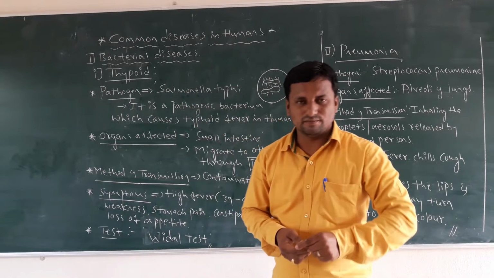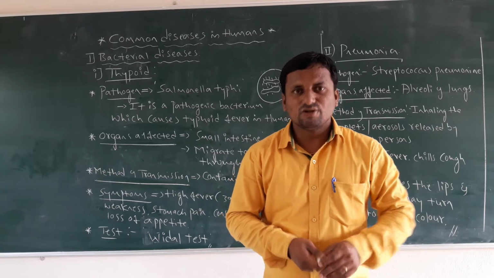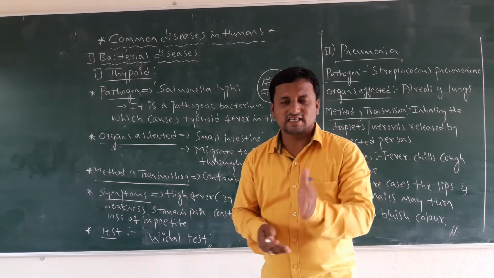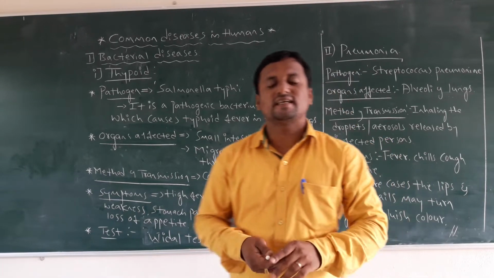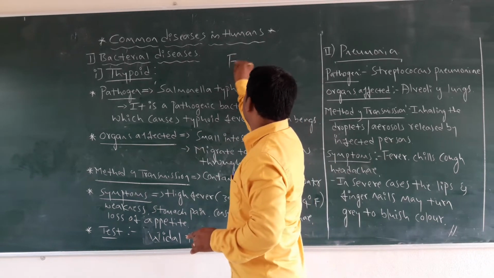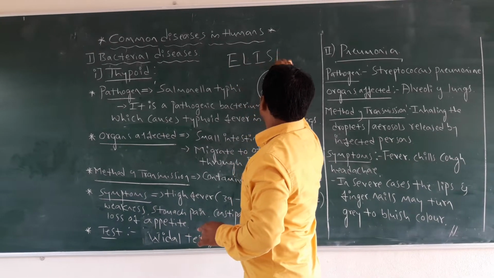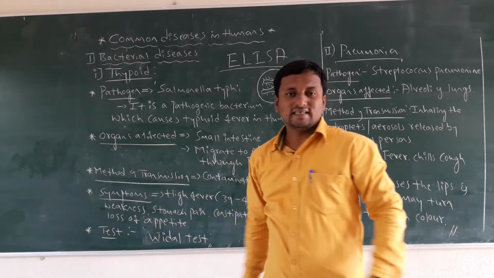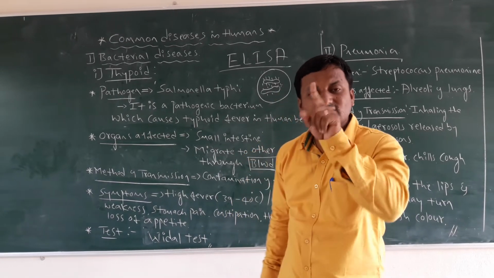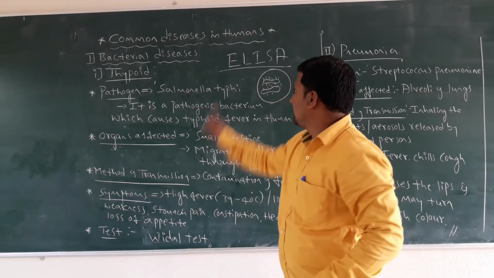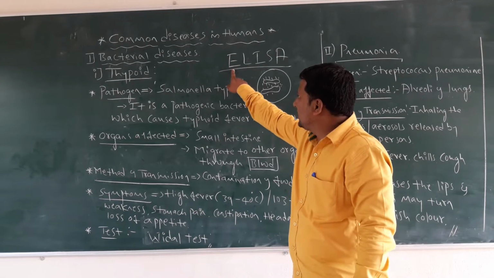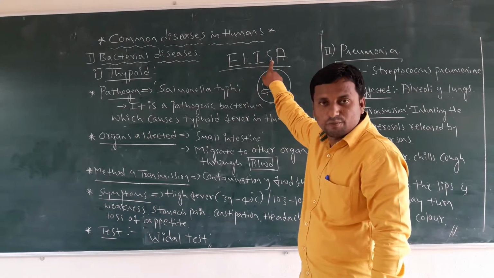Like that, you must remember HIV. For HIV we have different types of diagnostic tests. In HIV AIDS, the diagnosing test is called ELISA. This ELISA test is the diagnosing test for which one? AIDS. What is the abbreviation of ELISA? ELISA is nothing but enzyme linked immunosorbent assay.